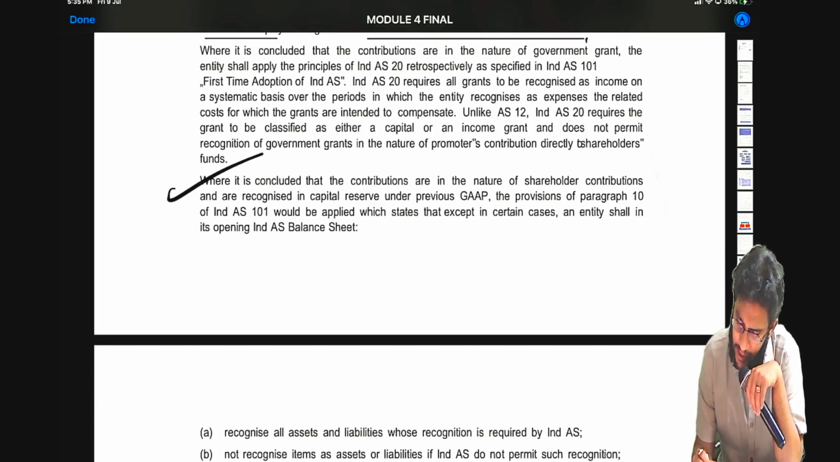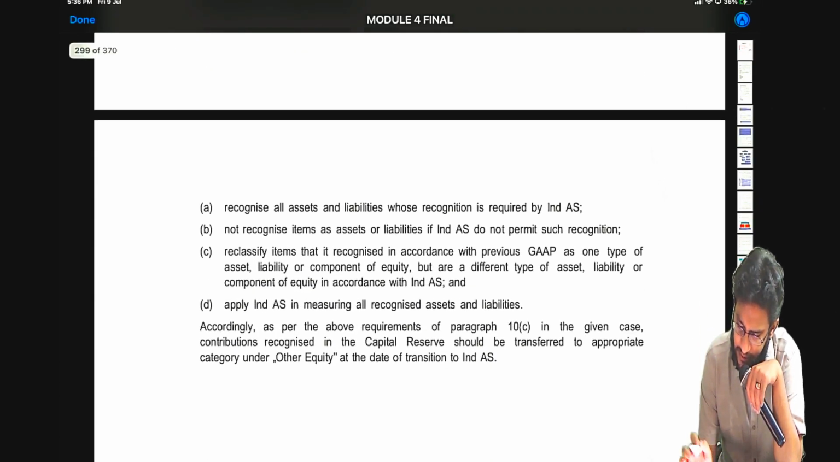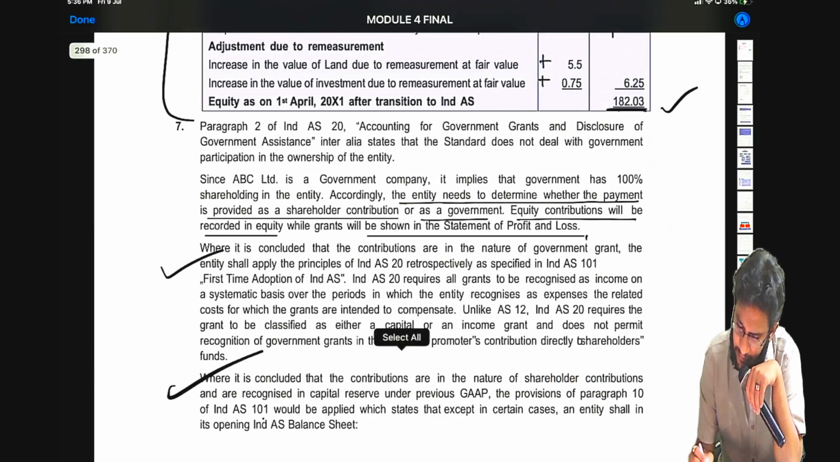So, where it is concluded that the contributions are in the nature of shareholder contributions and are recognized in capital reserve under previous GAAP, the provisions of paragraph 10 would be applied, which states that except in certain cases, in the opening balance sheet you have to recognize and derecognize. And when it is concluded that contributions are in the nature of government grants, the entity shall apply the principles of Ind AS 20 retrospectively.